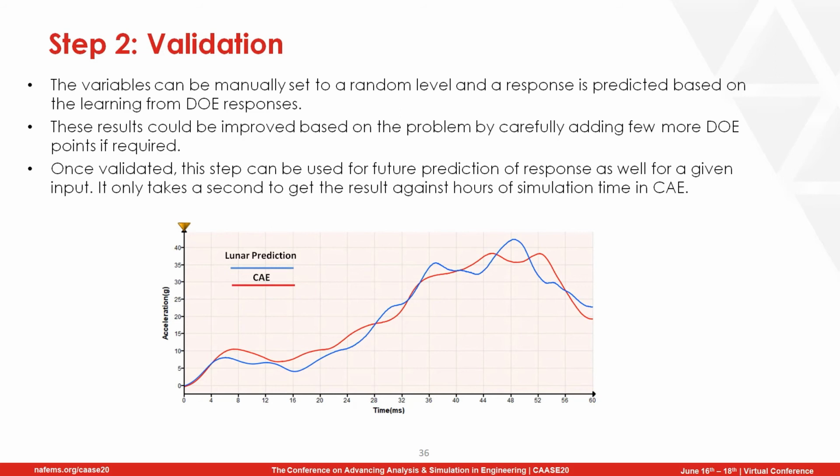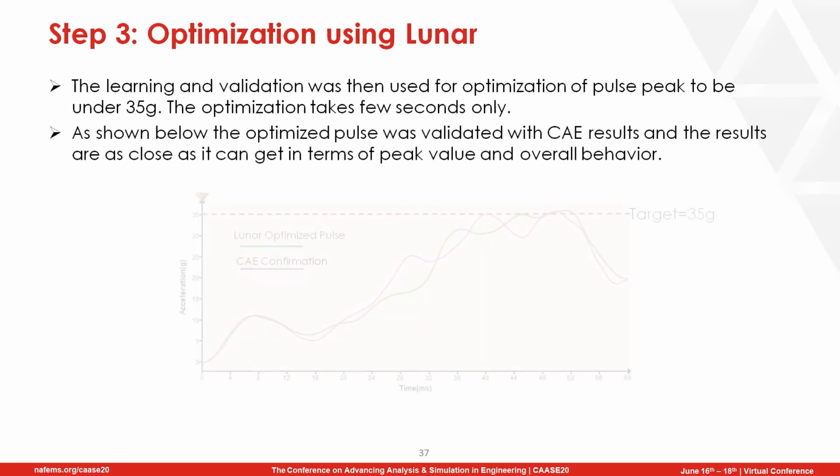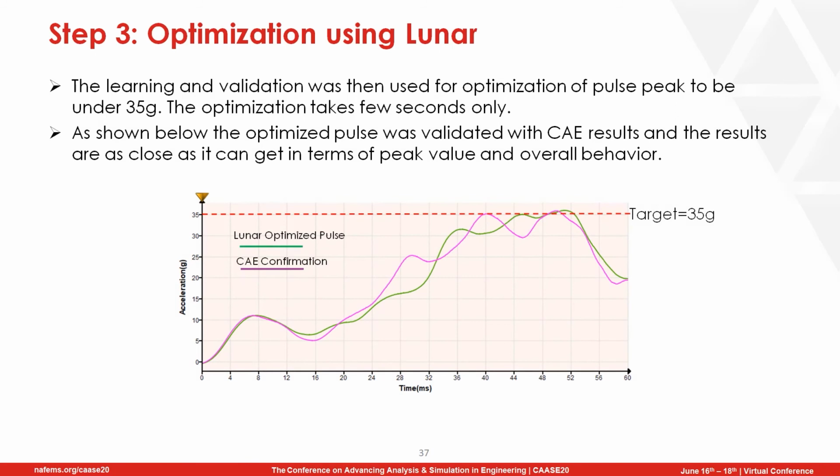And let's see what we can do in the next step when we fit this into Lunar and do the actual optimization. In step 3, optimization using Lunar, we basically fit all this information with the validation that we had, and select a different type of optimization algorithm. Using our objective and constraint, we can run the optimization and see how good we do. We had a 30G target, and as we can see, Lunar was able to predict very well, and also optimize it based on the 35 Gs. And we are achieving those results very, very quickly and efficiently, as we can see in the comparison curve that we have.